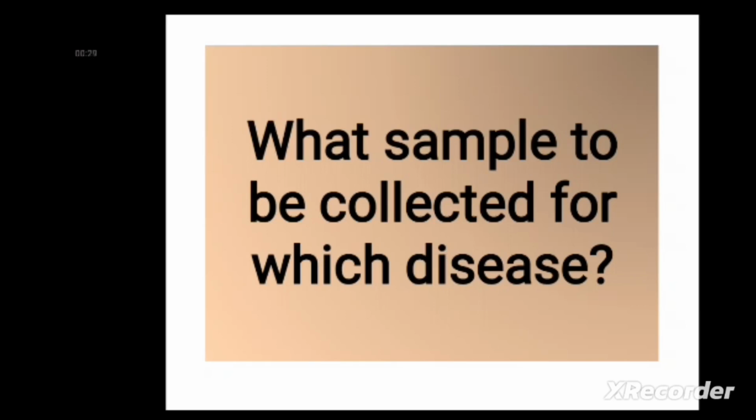In today's video, we will discuss what sample or specimen is to be collected for which disease. In healthcare, proper sample collection helps in accurately diagnosing diseases and determining the appropriate treatment. The quality of the collected sample directly impacts the accuracy and reliability of the test results. Here in this video, we will discuss what specimen is to be collected for which disease.